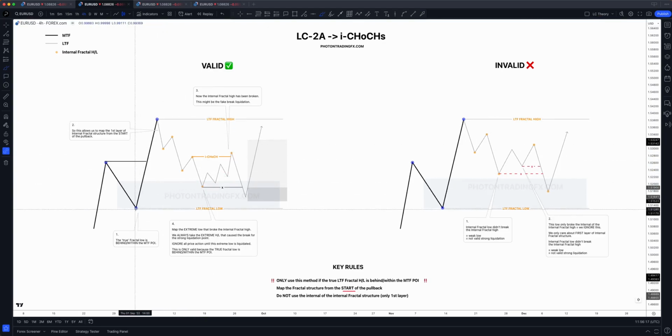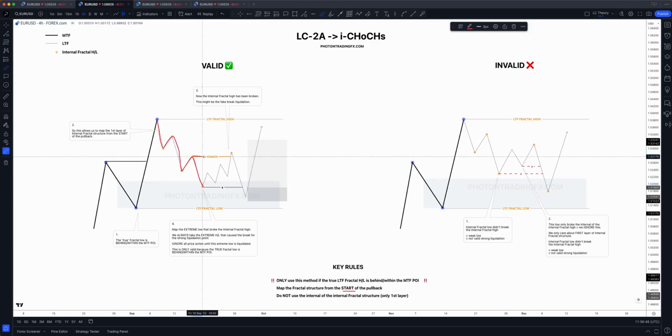So again, when we have an impulsive leg like this, and we look on our lower time frame, and the lower time frame true fractal low is all the way down here, or somewhere within the POI, right? That is then when we are allowed to consider the first layer of internal structure. But where do we map it? We start mapping it from the very, very start of the pullback. We then start mapping where those internal fractal highs and lows are. So we start mapping it here, where I'm drawing it in red. We start mapping it here, right? Lower low, internal lower high, internal lower low.